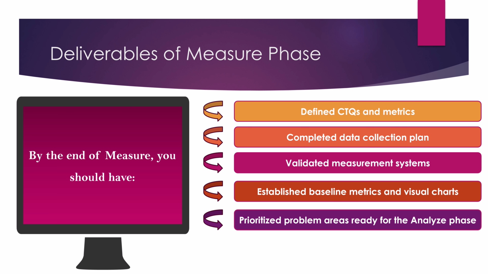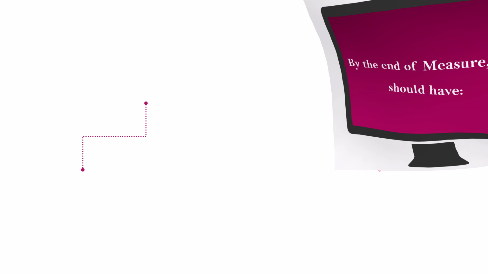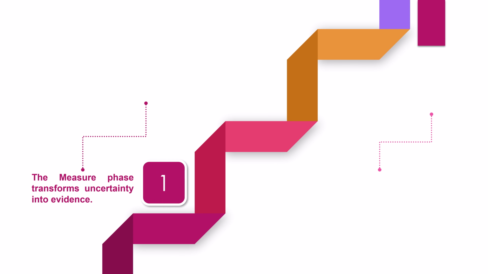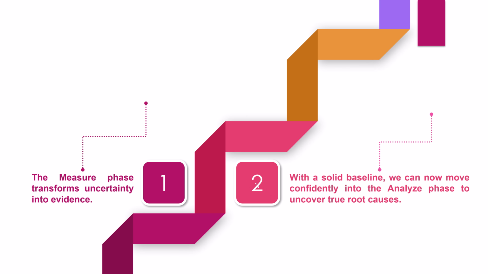These handoffs are essential. Without them, the analyze phase becomes guesswork, but with them, you are building on solid, data-driven ground. Now that we know what and how much is happening, it's time to ask why. In the next phase, analyze, we will dig into root causes using the baseline we built here in measure. We will test hypotheses and identify the true drivers of variation, the ones we can fix.